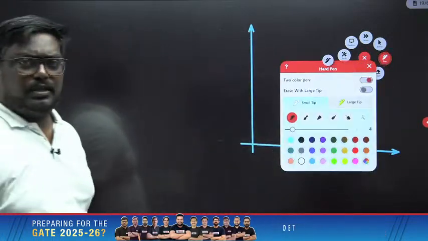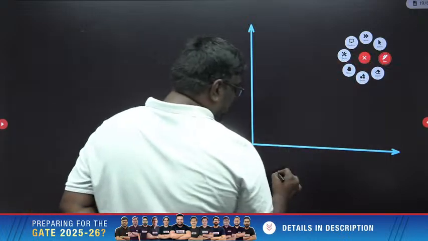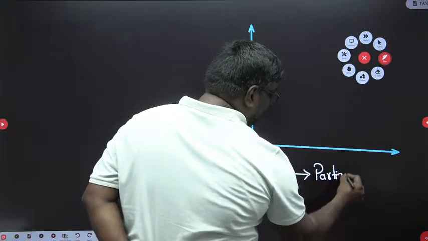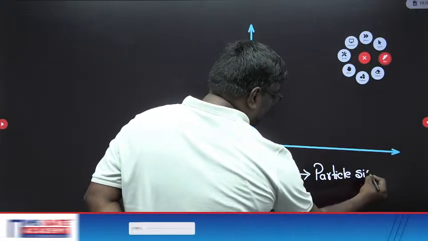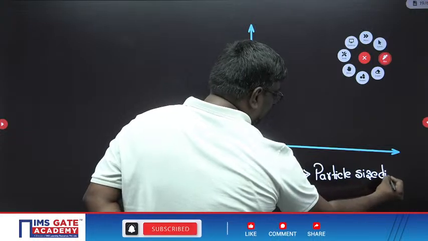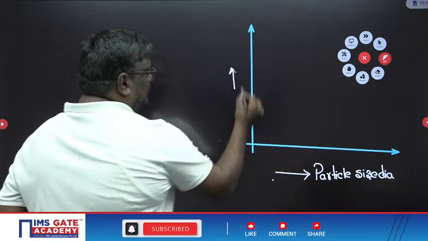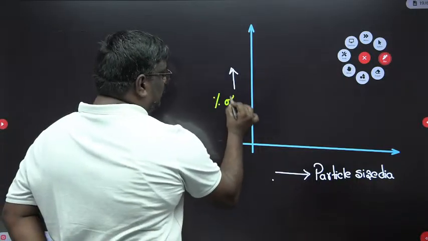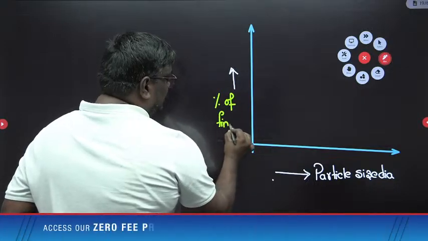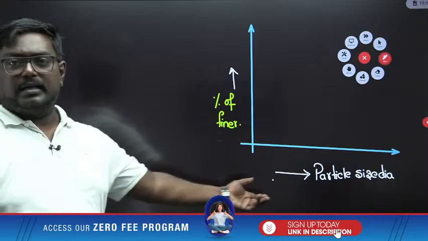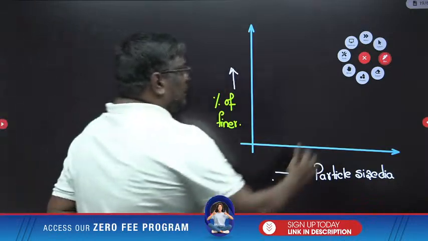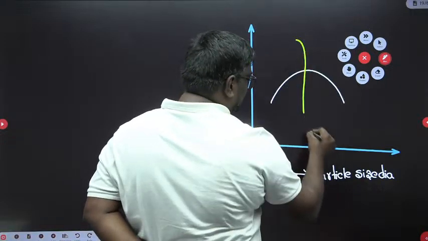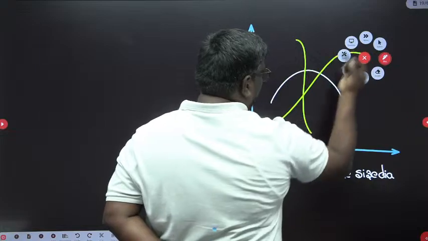Now see students, here we have a graph between particle size diameter and percentage passing, which is also called percentage of finer. Here we have the hump shape, the steep shape, and the S shape.